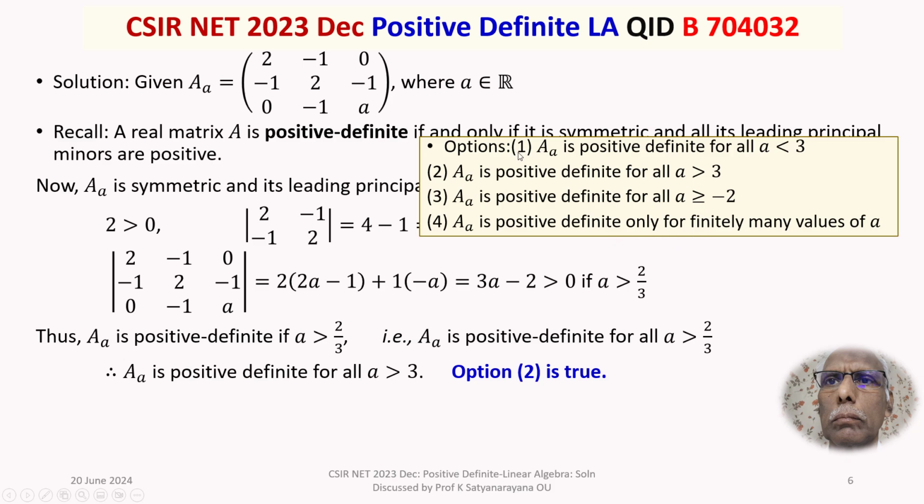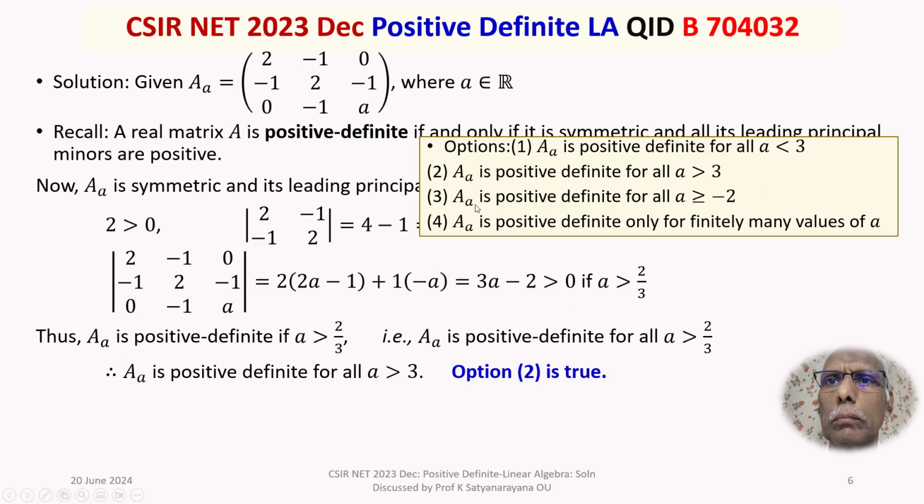Now I will look at option 1. A sub A is positive definite for all A less than 3. A less than 3 includes real numbers less than 2 by 3. For example, take A equal to 0. So 0 is less than 3, but 0 is not greater than 2 by 3. Therefore, it's not positive definite. Therefore, this is not true.